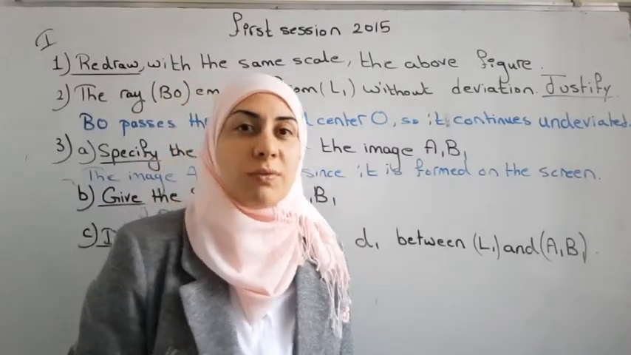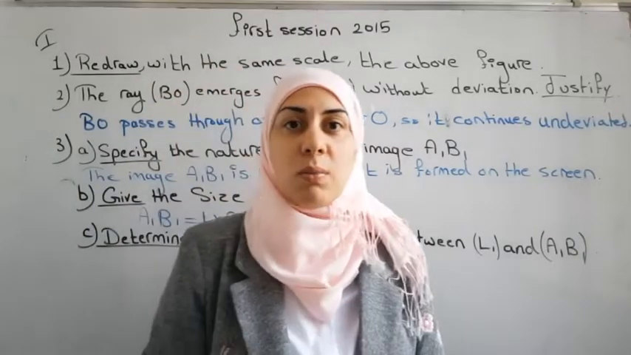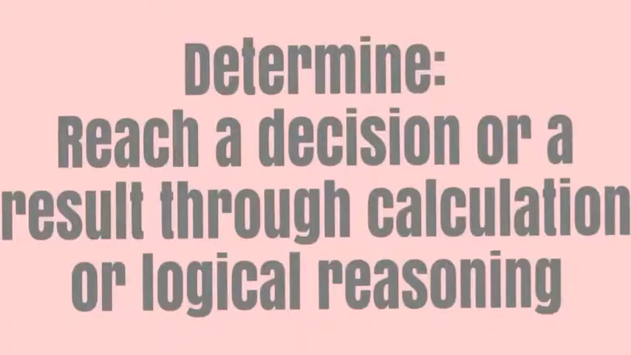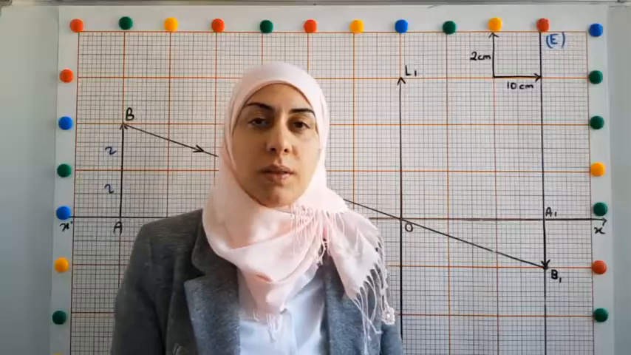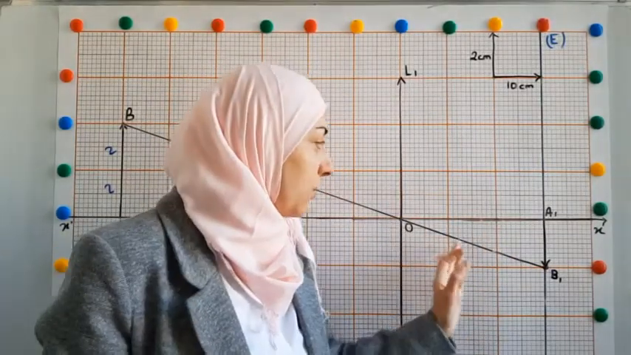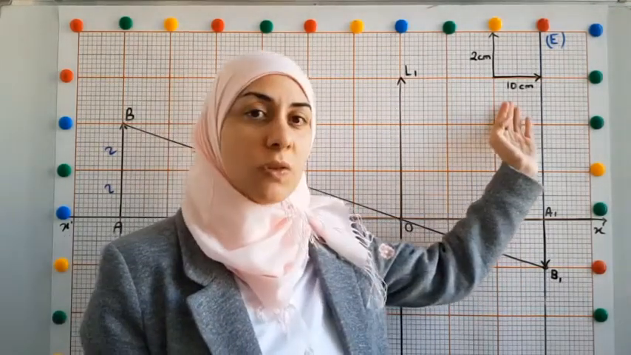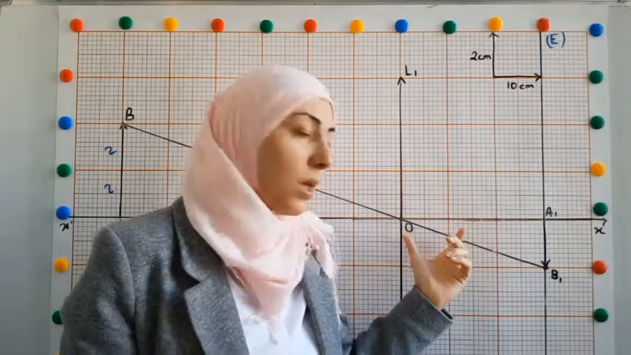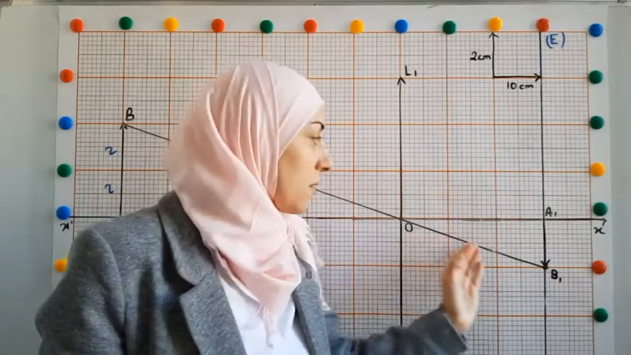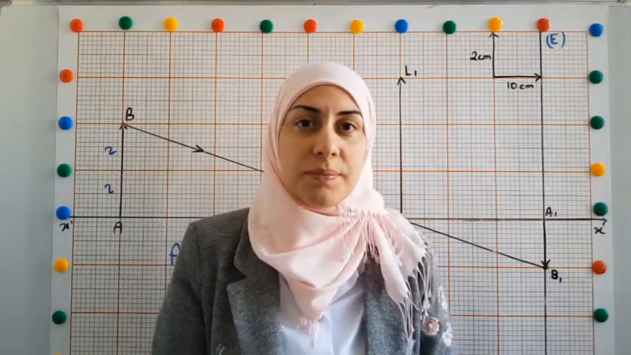In this part, you have to determine the distance D1 between the lens L1 and the image A1B1. The distance D1 between O and A1 is represented by 3 centimeters on the graph, but on the x-axis we have that each 10 centimeters are represented by 1 centimeter, so this is 3 times 10, OA1 equals 30 centimeters.